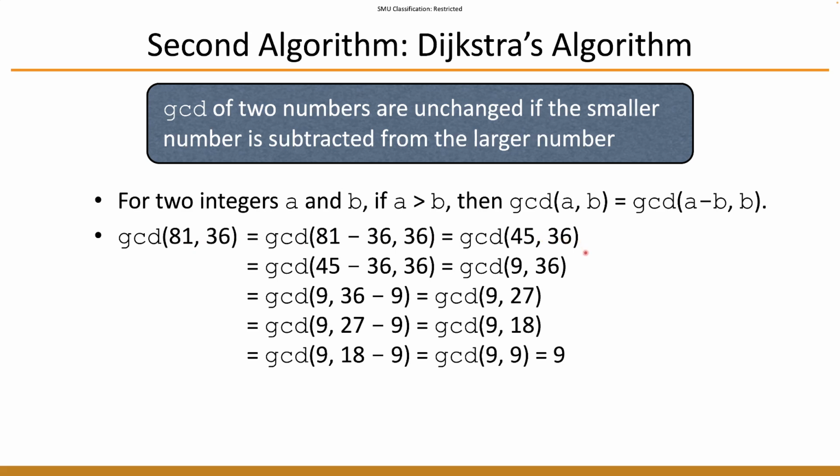And you will just keep repeating this process, right? 45 minus 36, you get 9. And these two numbers are not the same, so you continue, right? 36 minus 9, minus 9, minus 9, until the two numbers are the same. Then you will return that number. That number will be your greatest common divisor. So as you can see from over here, the steps are now much, much shorter.